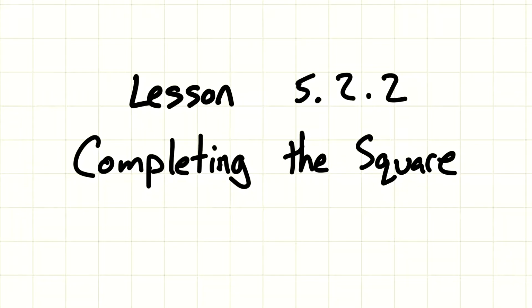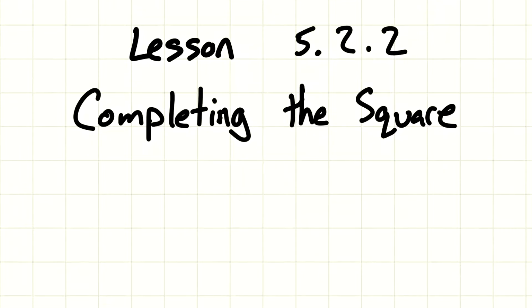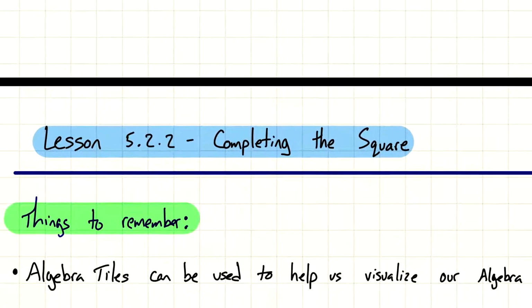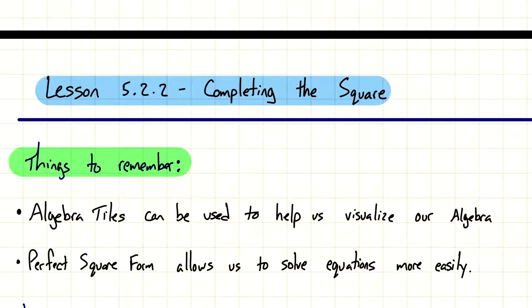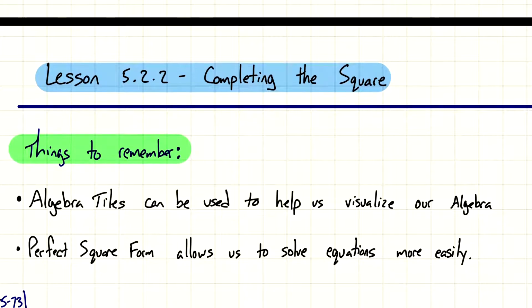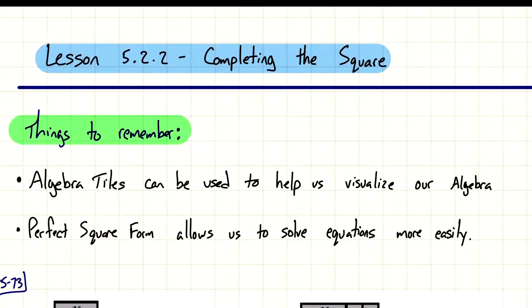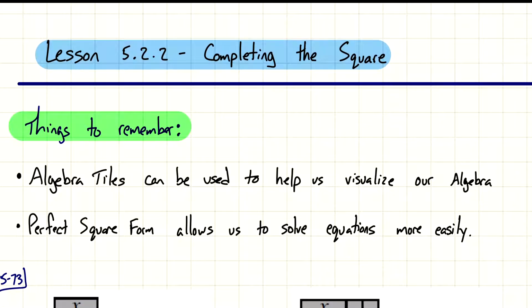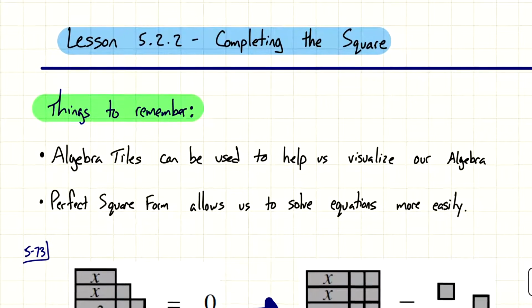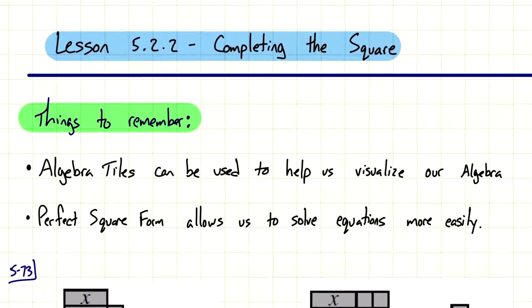Hey everyone, this is lesson 522 on completing the square. This lesson is an extension of the previous lesson on perfect square form. So now we're going to actually look at converting quadratic equations that are in standard form into perfect square form, and that's what we call completing the square.